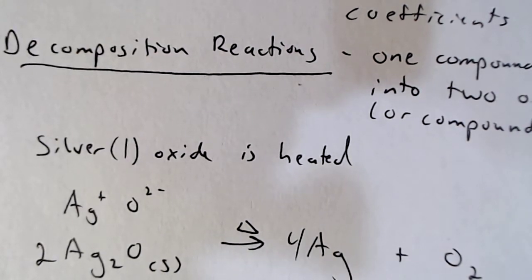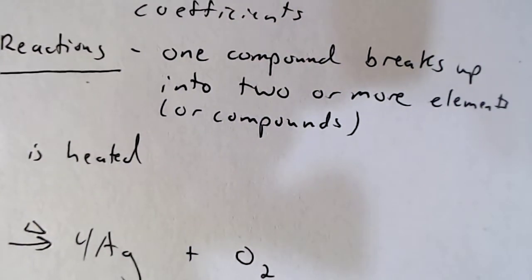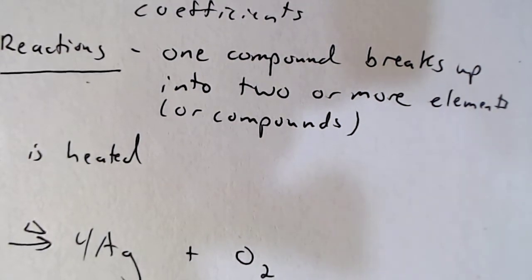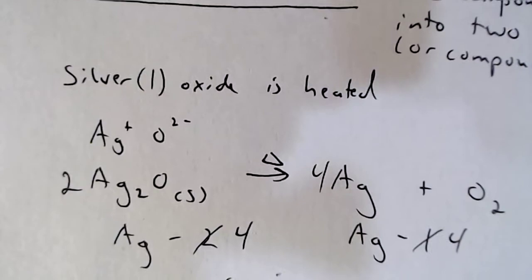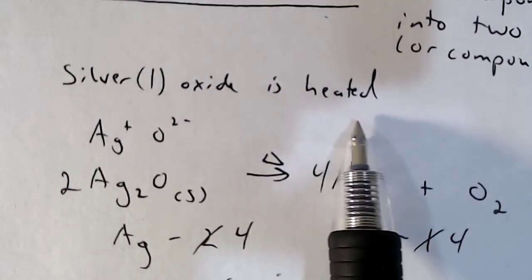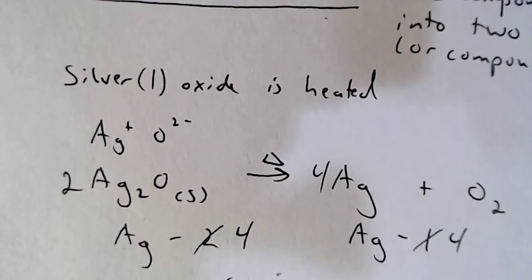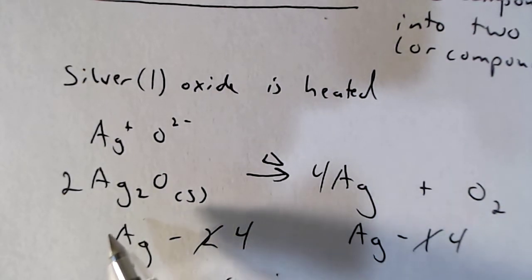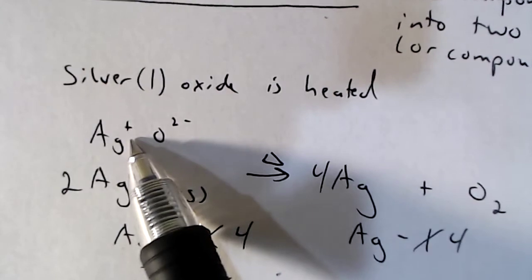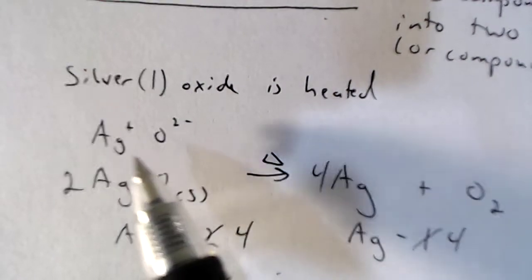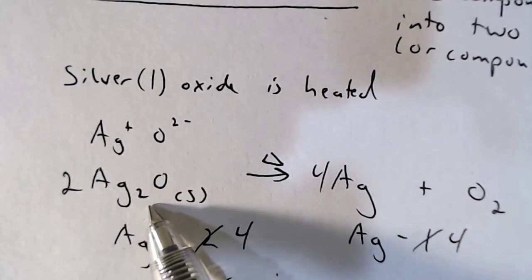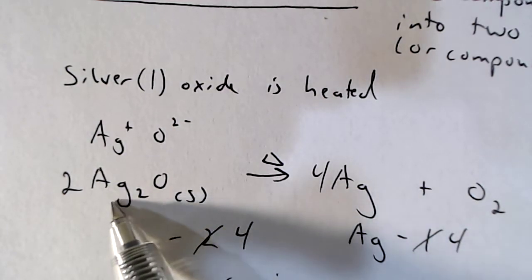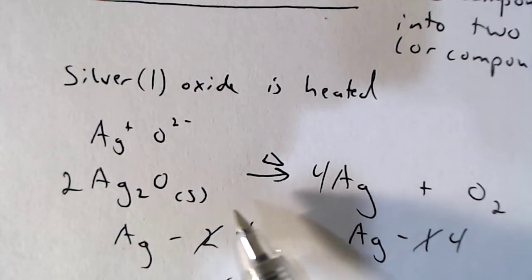We had combination reactions where elements would combine together, but there's also decomposition reactions where the opposite happens. A compound breaks up into 2 or more elements in this class, or compounds in other classes. So maybe you're told silver 1 oxide is heated. What is silver 1 oxide as your reactant? Well, silver has a +1 charge and oxide has a 2- charge, so crisscross, that's Ag2O. So you start out with that and then it's heated.